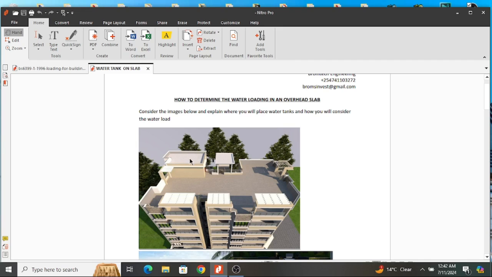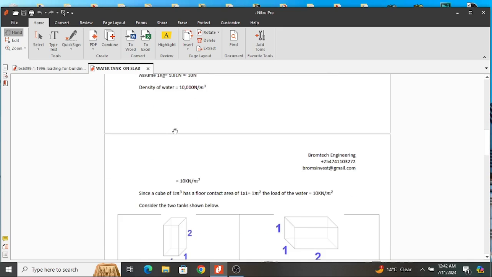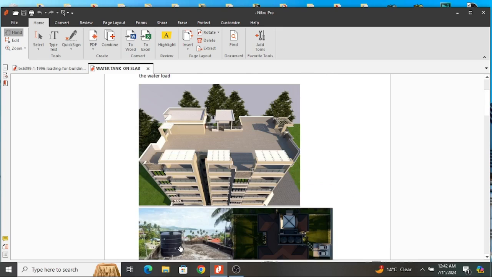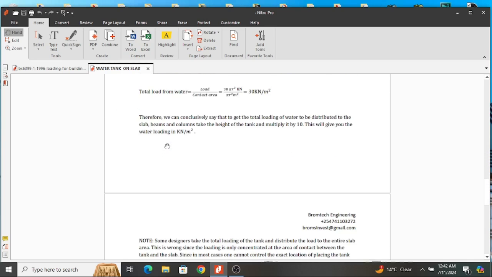Unless you have an exact location where you want to place your tank, that is when you can design for such an exact place. But to be safe, design your slab in a way that if the tank is placed here it is safe, if it is placed at the center it is safe, if it is placed at the edge it is safe. That is why when you're designing the tank, do not calculate the total load and then divide by the slab. No. Determine the height of the tank and then multiply by 10. That will give you the water load per square meter, and you will be good to go.